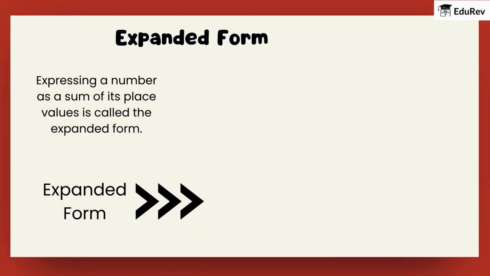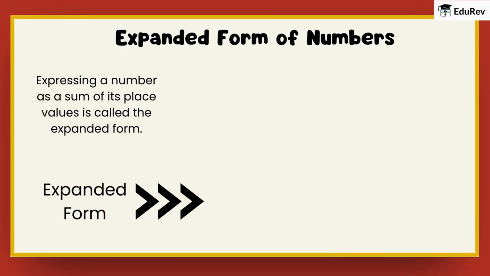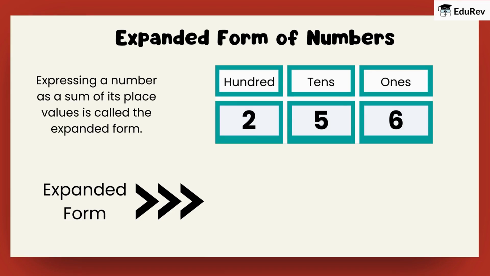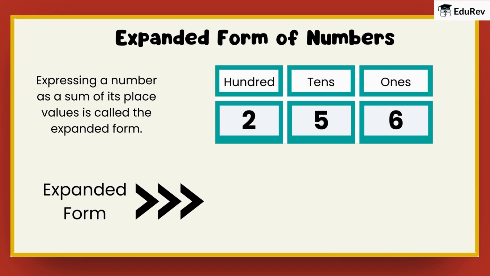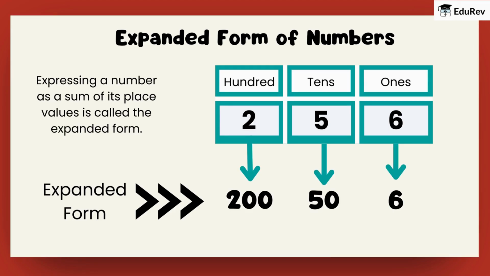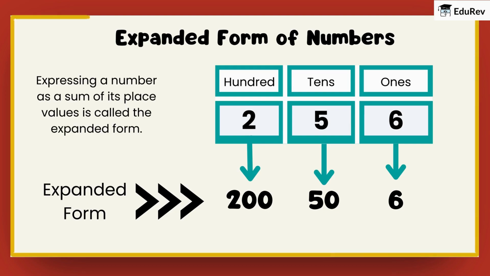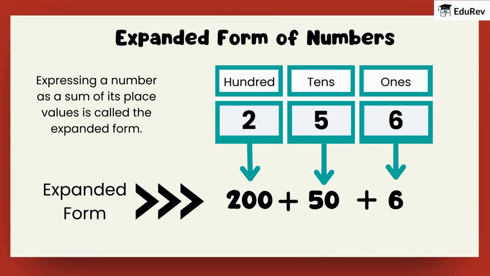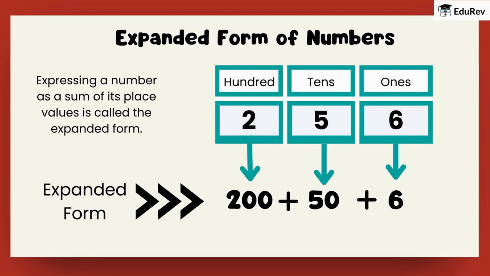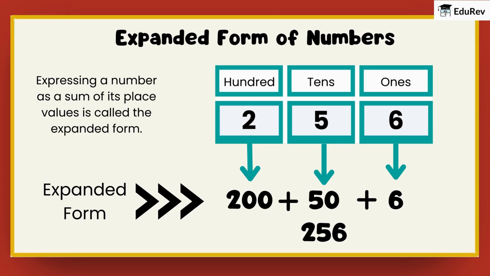Expressing a number as a sum of its place values is called the expanded form. Let us take our previous number. We know all its place values. All we need to do is add these place values. Hence, 200 plus 50 plus 6. This is nothing but the expanded form of 256.